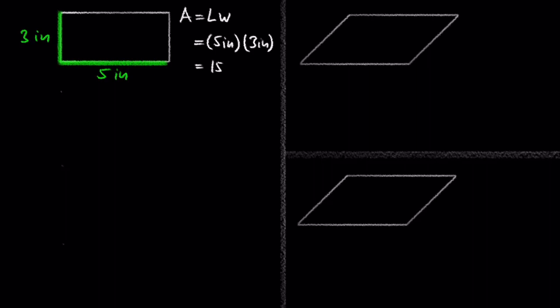In this video, we are going to calculate the area of a parallelogram. Before we do that, let's look at this 5" by 3" rectangle. We know from our previous video that the area of a rectangle is this side times this side. So in this example, the area would be 5 inches times 3 inches, which is 15 square inches.